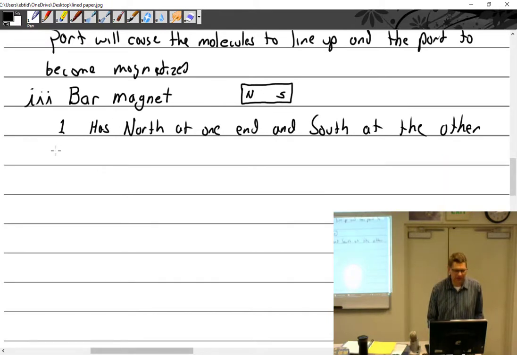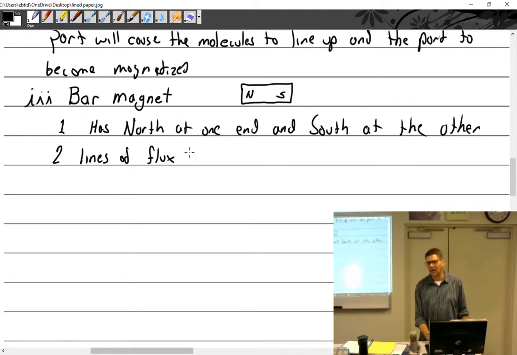So, not that it matters, but lines of flux. Lines of flux. What are lines of flux? They're the invisible magnetic lines that are radiating out from a magnet, pole to pole. So in this particular magnet, I don't know why this is not cooperating.